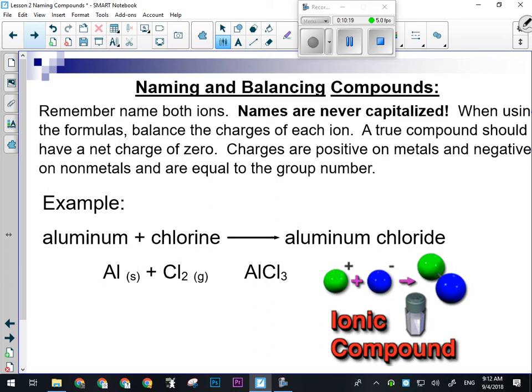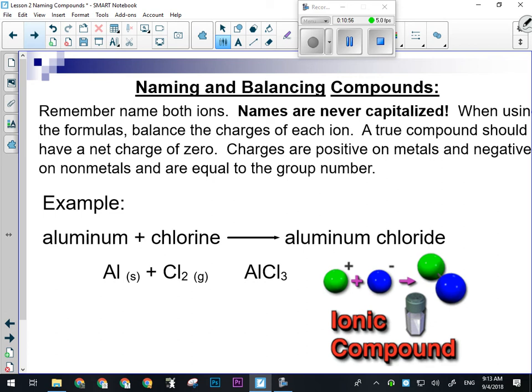Okay, when using formulas, we have to balance the charges of each ion. So a true compound should have a net charge of 0. All right, so if you're looking at your periodic table, if everyone can take theirs out. Okay, you will see that the charges for each atom are listed kind of in the top right-hand corner, right below the atomic mass. All right, so for hydrogen, you can see that it can be +1 or -1.